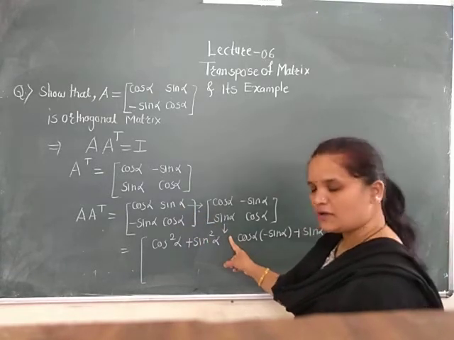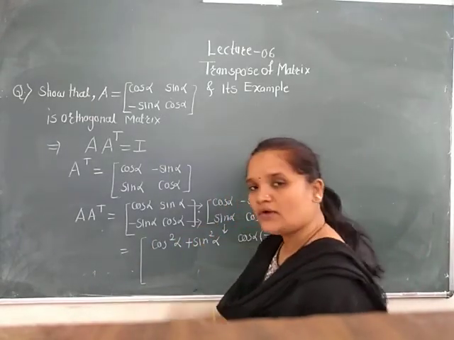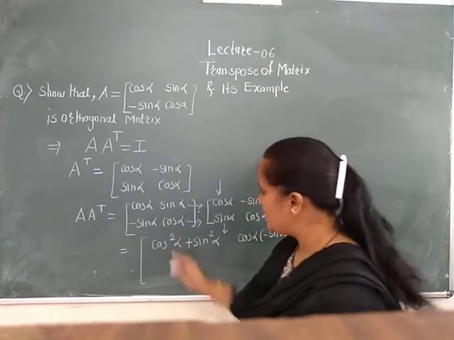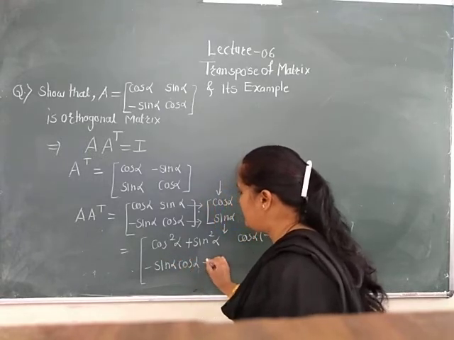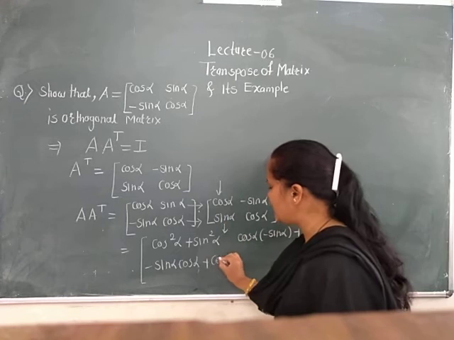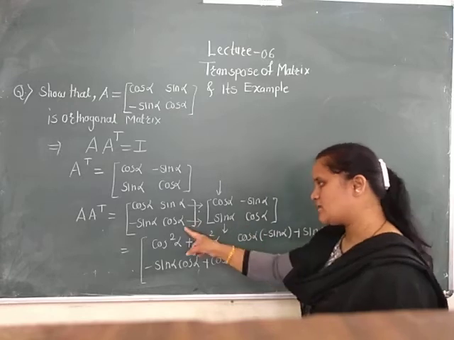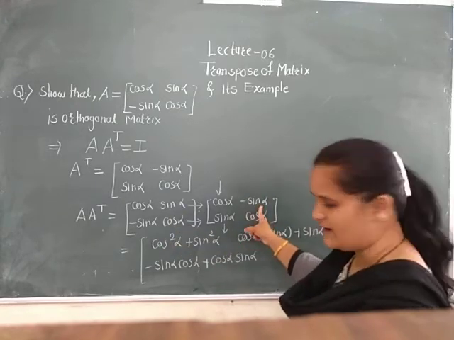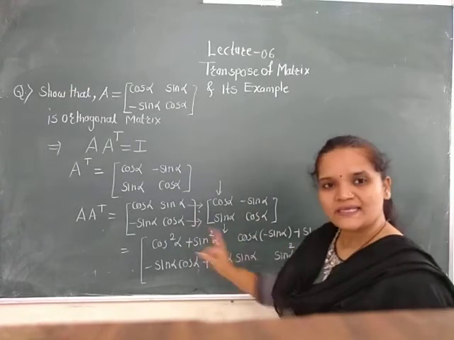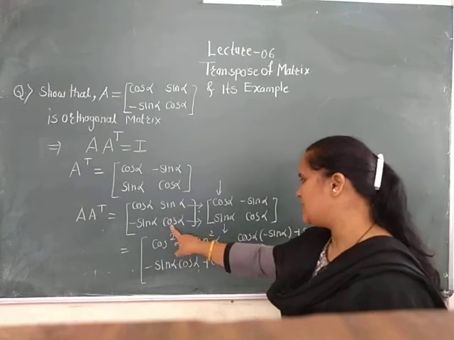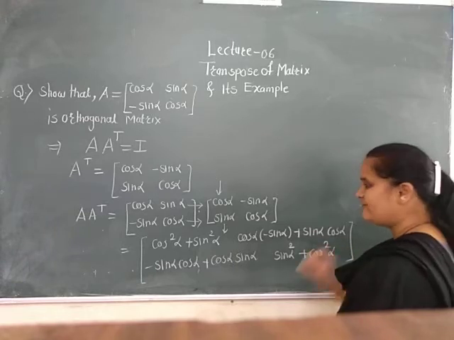First row we multiplied with the first column, after that with the second column. Then here what happens, second row will be multiplied to this first column: minus sin alpha into cos alpha plus cos alpha into sin alpha. And lastly, second row to second column. So sin alpha into sin alpha, but with minus sign, minus minus becomes plus, it becomes sin square alpha. And then cos alpha into cos alpha becomes cos square alpha.